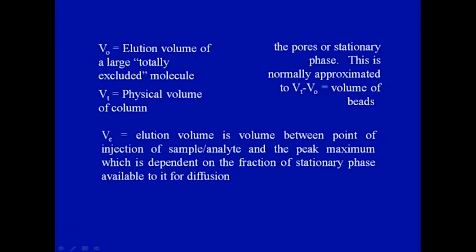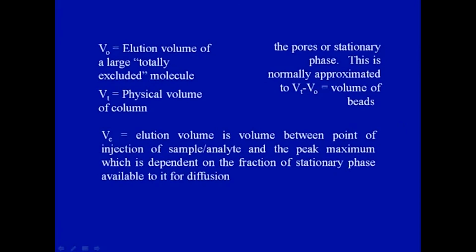Now, here the elution volume of a large, totally excluded molecule will be given by the void volume. Vt is the physical volume, and, like I said, you can subtract the void volume from the total bed volume and you can get the volume of the beads.